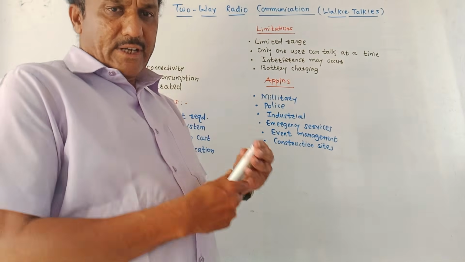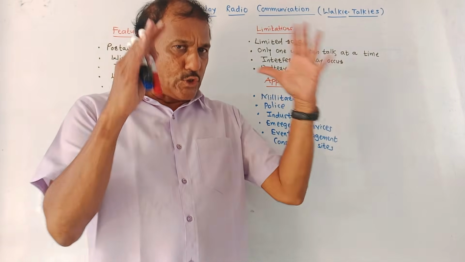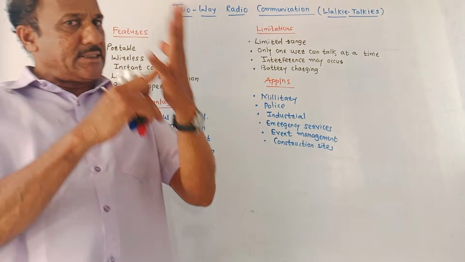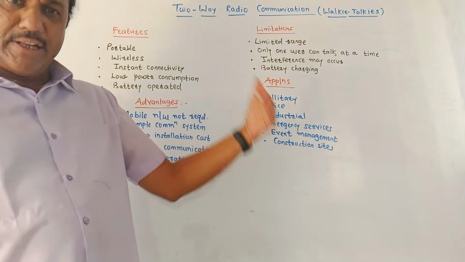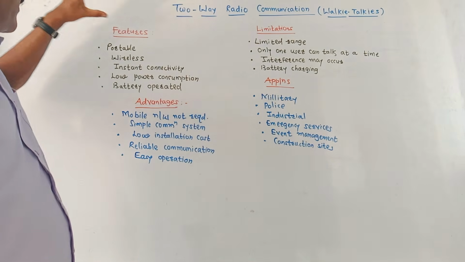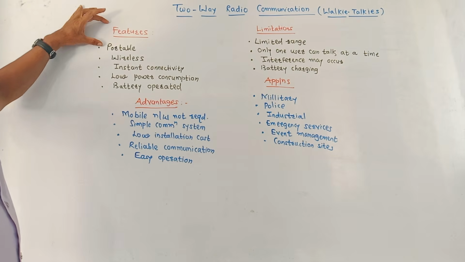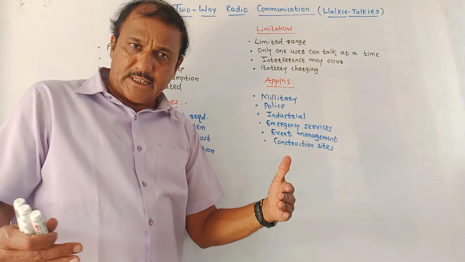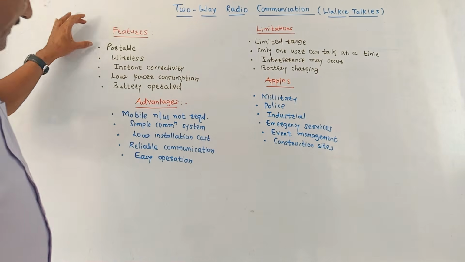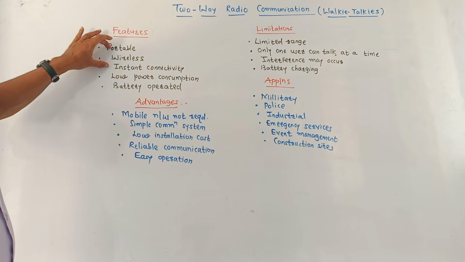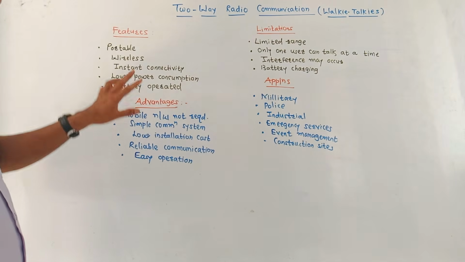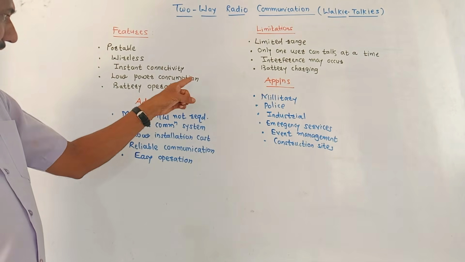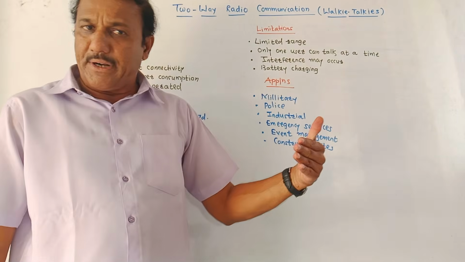Now, apart from the block diagram, from the exam point of view, we should know the features of the system, then advantages, then what are the limitations and what are the applications. So let us discuss all these things. First, the features of this two-way communication, that is walkie-talkie system. We have discussed the operation of this system. It is usually a portable device. Then the operation is wireless because it takes place through the free space. There is an instant connectivity. Then low power consumption is there, and it is a battery operated device.